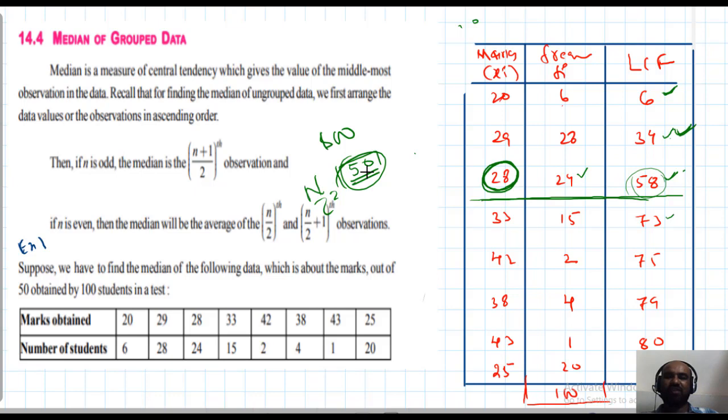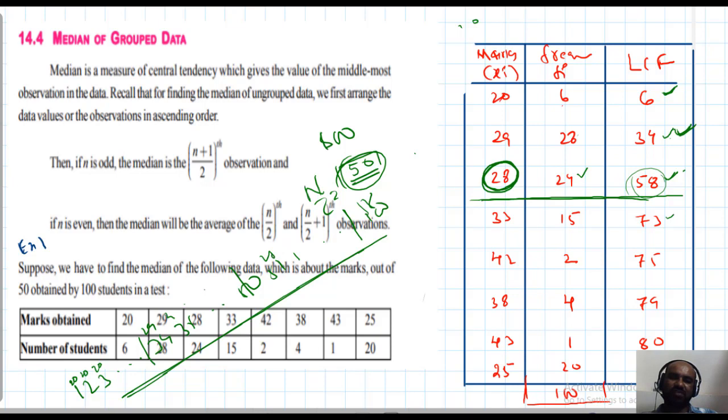So I am trying to find the mark of the 50th student, or where he actually is. These are the marks, no? 6 students, 28, 24, 50. Logically, I want to count. Okay, students, what I did was request the students to please stand in a row so that your marks are in ascending order. So these are the 100 students. Their marks are: this student's mark is 20, this student's mark also 20, this student's also 20, up to 6 students, their marks 20, 20, 20 only. After that, this student's mark is 29, up to 34. After that, from the 35th student onwards their mark is 28, like that. Up to the 58th student the mark is 28 only. After the 58th student the mark is 33 and so on.